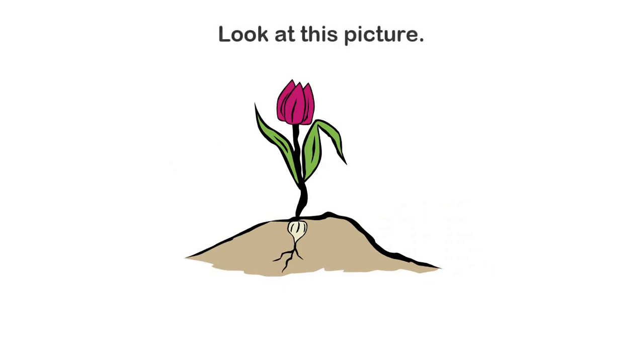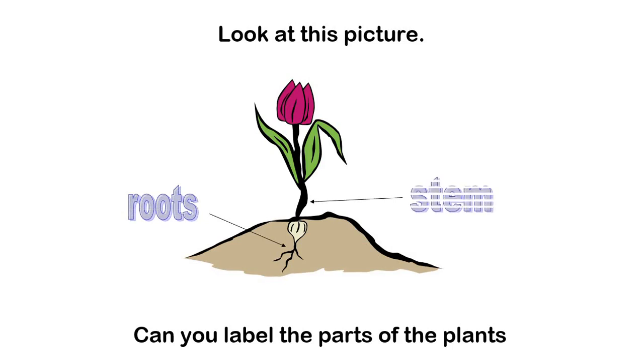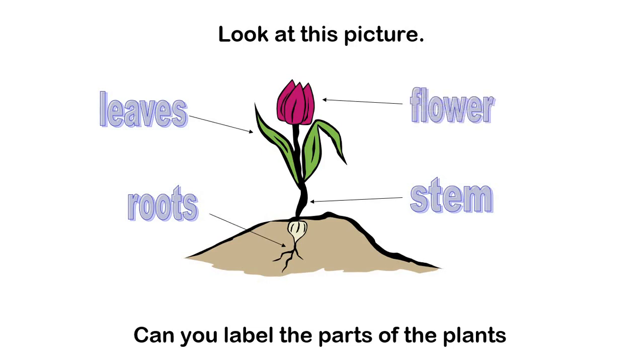And look at this picture now. Can you label the parts of the plant? First one, the root, very good. Stem, then leaf, then flower, very good, well done. You have to give reinforcement in between so that they are doing it and they're getting motivated.